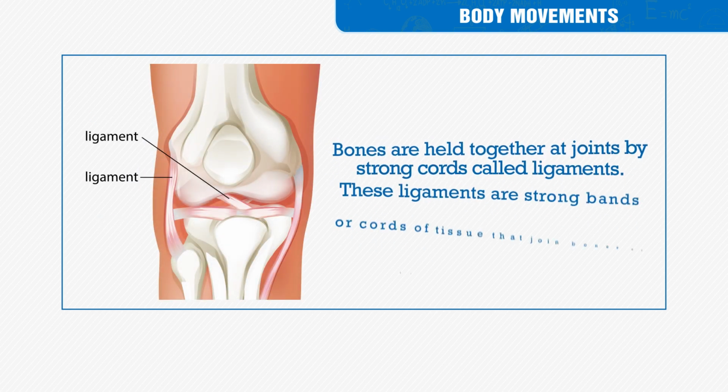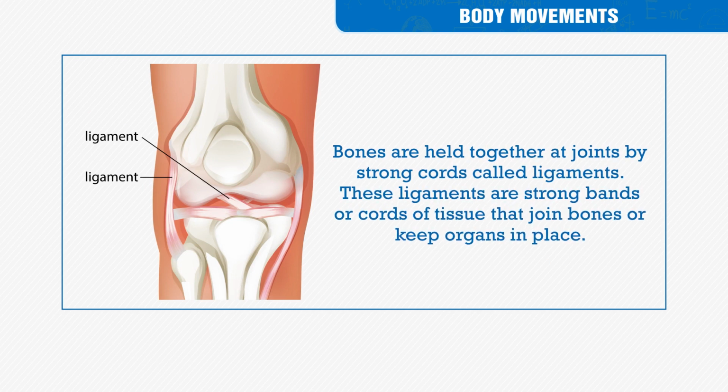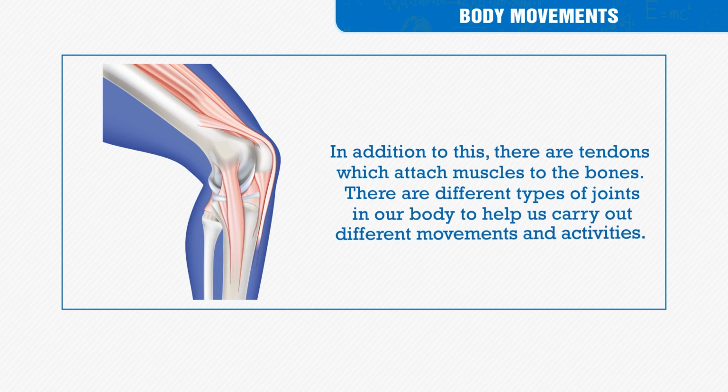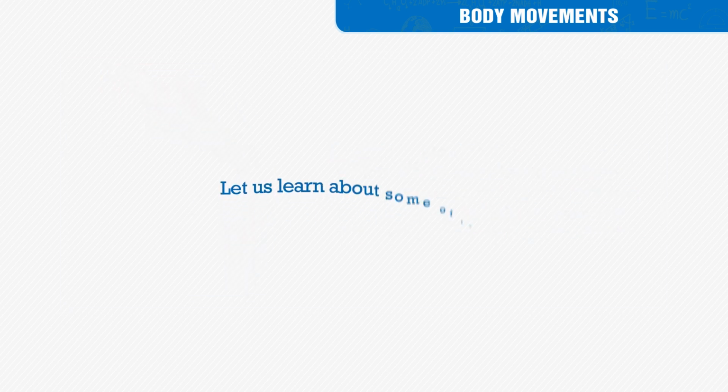Bones are held together at joints by strong cords called ligaments. These ligaments are strong bands or cords of tissue that join bones or keep organs in place. In addition to this, there are tendons which attach muscles to the bones. There are different types of joints in our body to help us carry out different movements and activities. Let us learn about some of them.